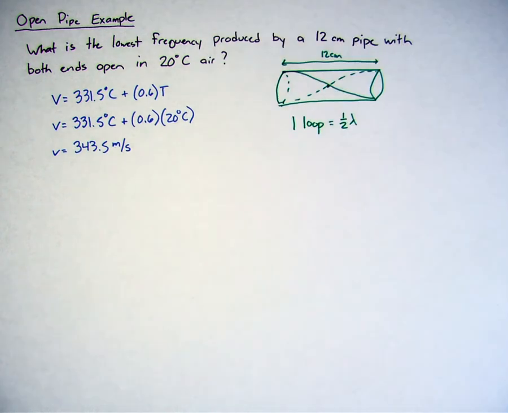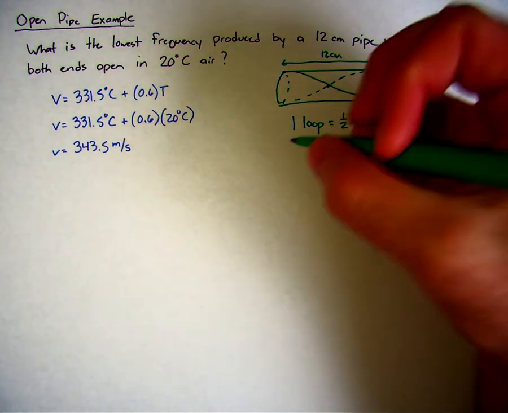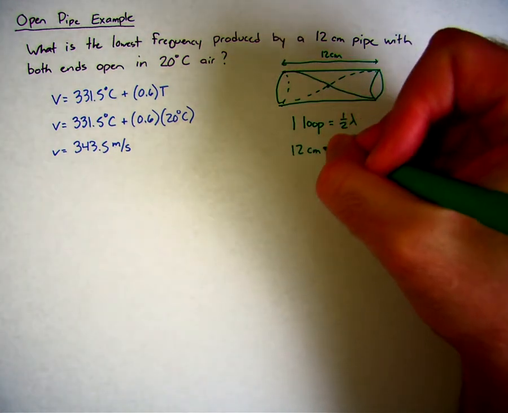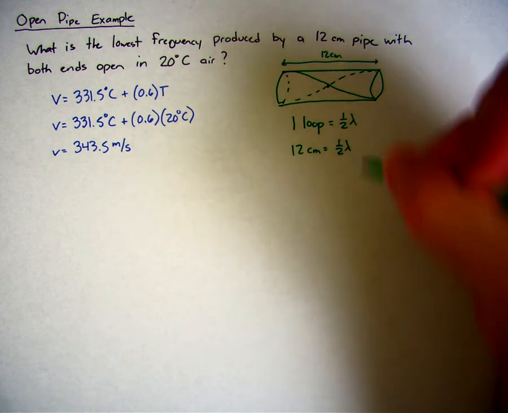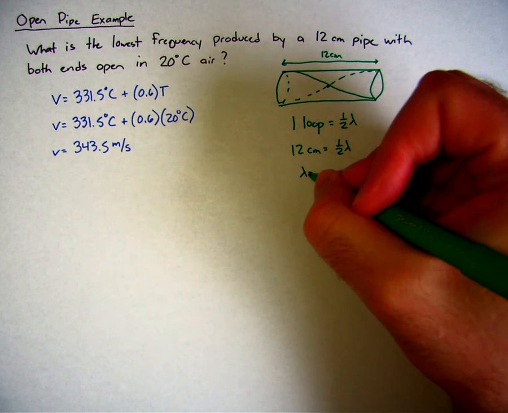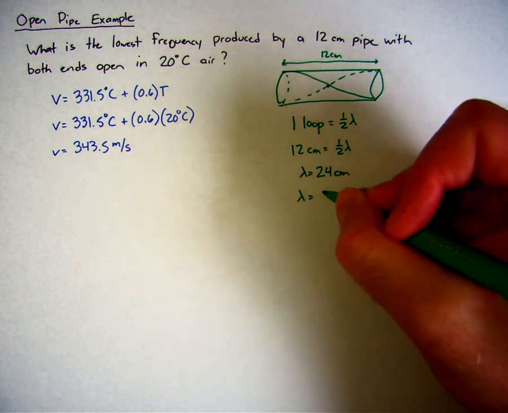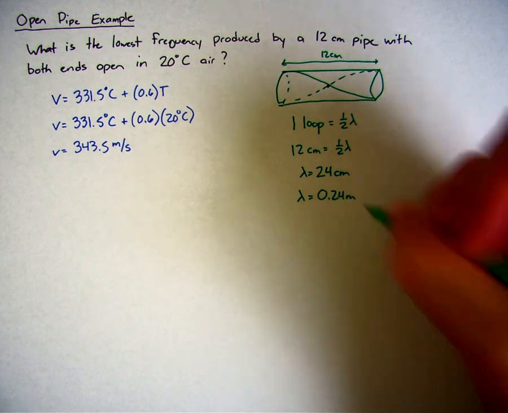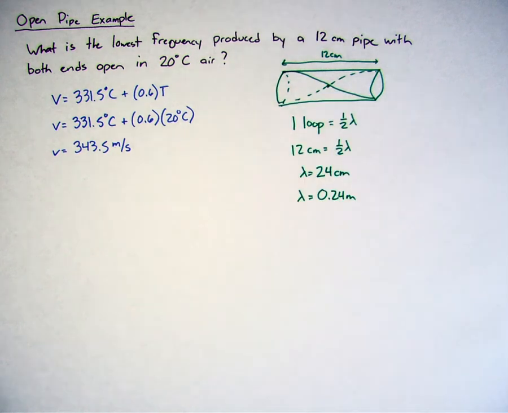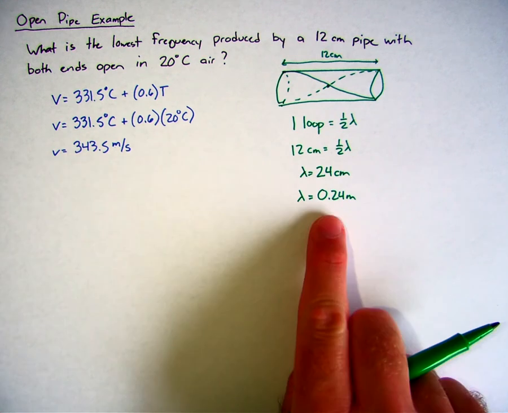Now, since I know that the length of this loop is 12 centimeters, that means that 12 centimeters is half of my wavelength, which means if I multiply both sides by 2, that gives me my wavelength, which is 24 centimeters, which I'm just going to convert to meters, 0.24 meters. So now I know the wavelength of my wave. So I know the velocity of the wave, I know the wavelength of the wave.